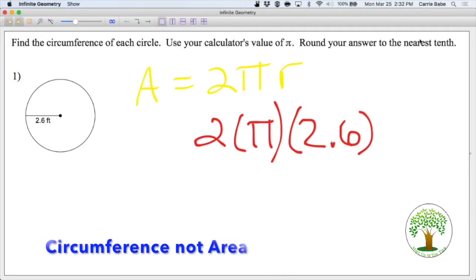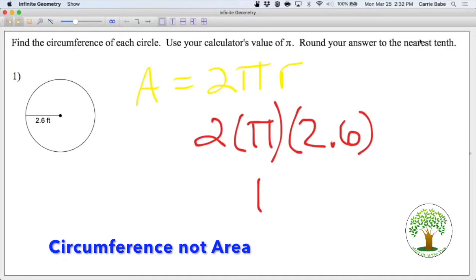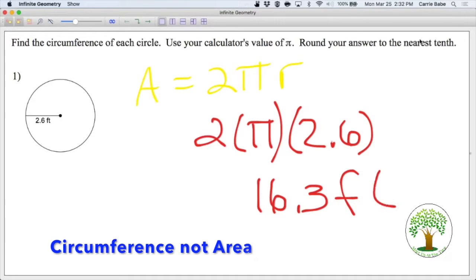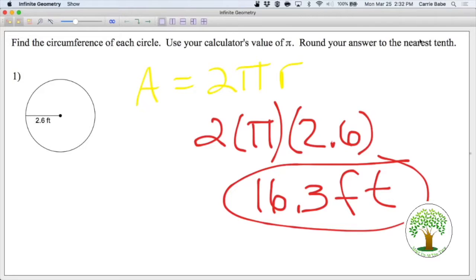You have a pi button. If you can't find your pi button, most of yours is at the bottom, and mine's up here. What did you guys get for an answer? 16.3 feet. Squared? Oh, not squared. Circumference, not area. Feet, this is not squared. We're doing circumference, it is not squared. Good job. But don't forget those units.